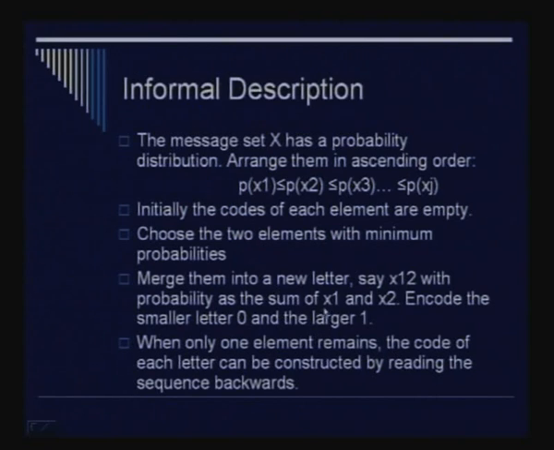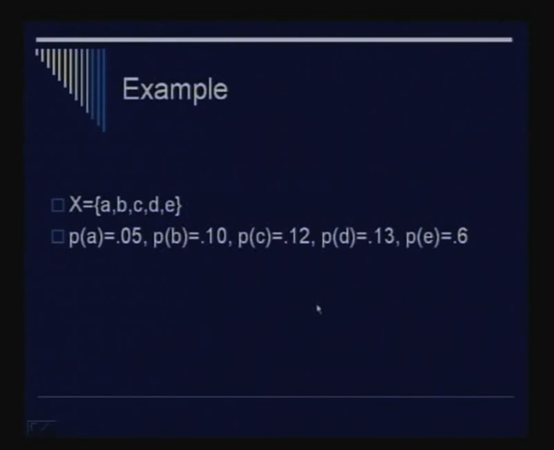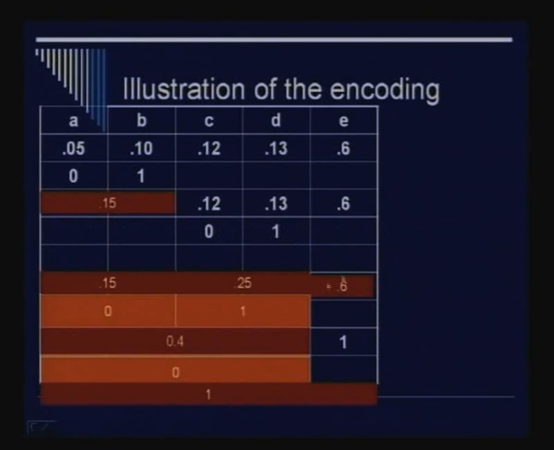Okay. So if this informal description is not clear to us, I guess let us consider an example to make it more clear. So consider A, B, C, D and E make X, and the probability of A is 0.05, probability of B is 0.10, probability of C is 0.12, D is 0.13 and E is 0.6. Okay. So in this case, consider how do I do Huffman coding.